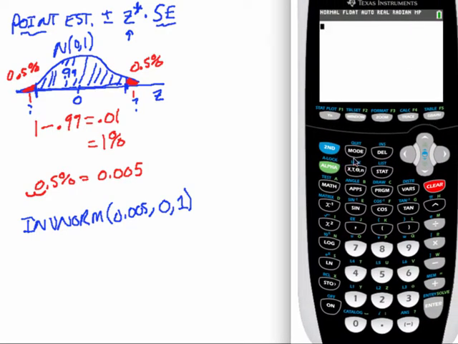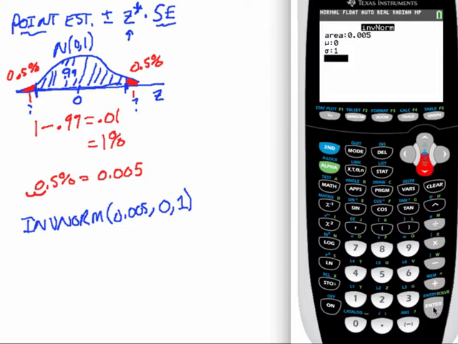We're going to go second distributions. We'll go down to option number 3, invNorm, and we're going to put in area as 0.005, and then we're going to put in the mean is 0, and we'll put in the standard deviation as 1.